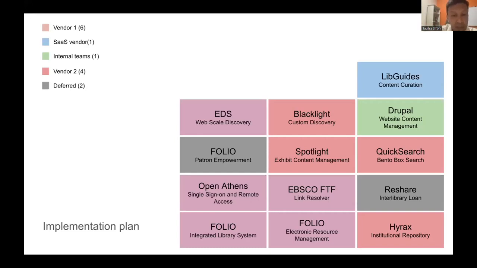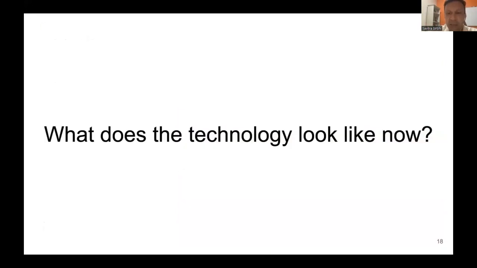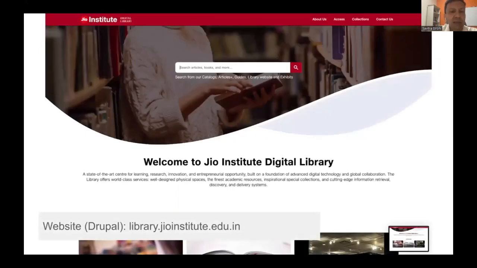So this is what it looks like now. Okay, and you can go and look at the website and all these applications. I will share the link also for these applications. So this is our website, our library website. You can see this is built on Drupal, which is open source. And this was done in-house, within the Jio group. And the domain is library.geoinstitute.edu.in. Okay, please go and take a look.